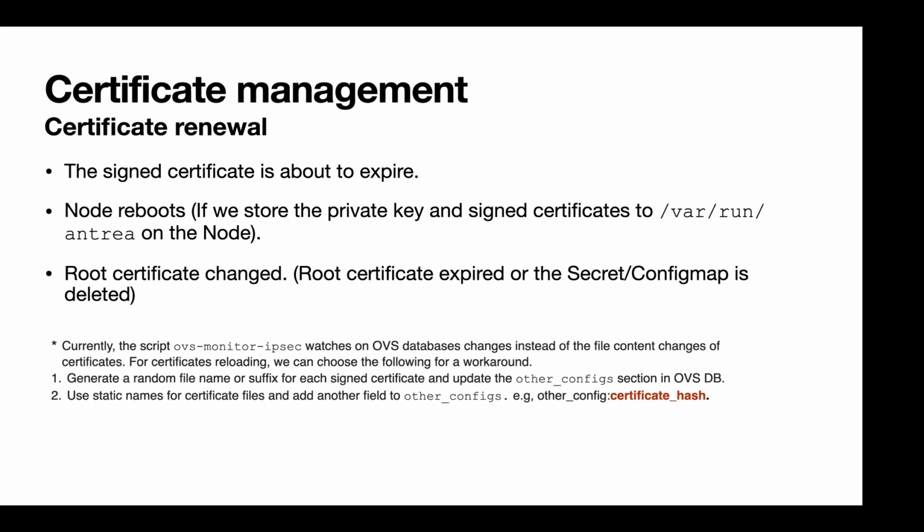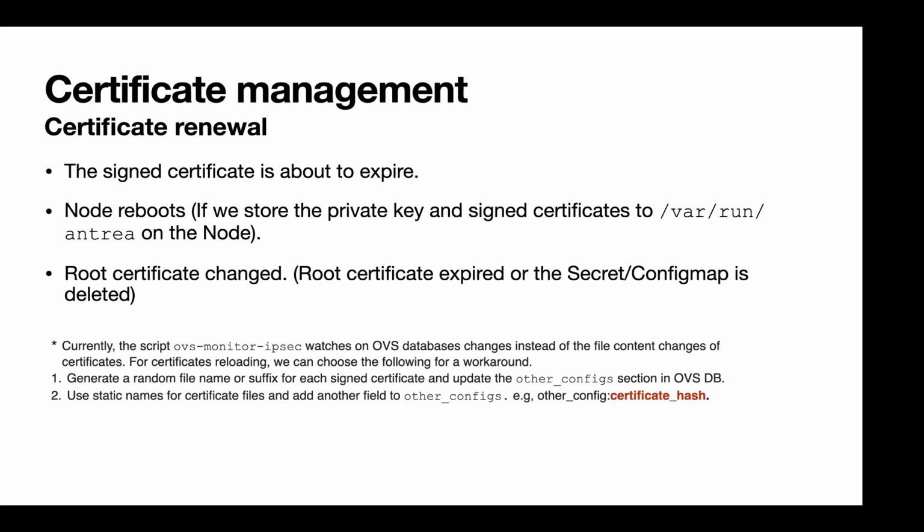During my testing, I found some limitations of the OVS monitoring script. It only watches for the OVS DB changes instead of the file content changes. So for certificate reloading, we can have the following workaround. Firstly, we can generate a random name for the signed certificate, and update the other config sessions so that the script will detect the changes of the certificate name and update and reload the daemon.